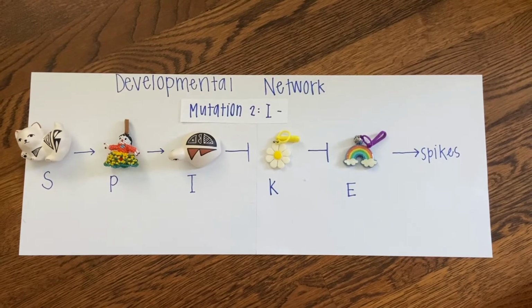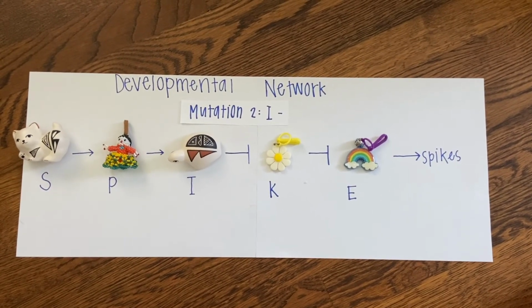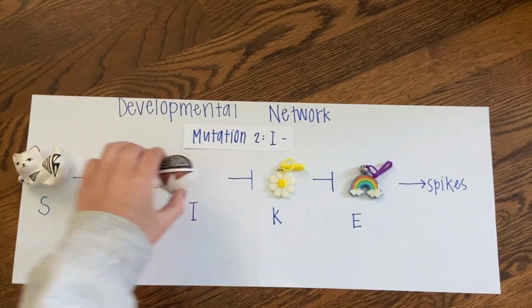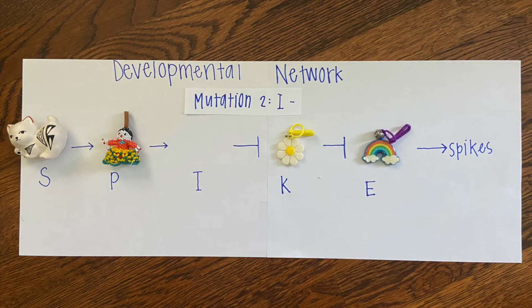The second mutation we will discuss is the I gene. In this scenario, the I gene is mutated and the turtle is taken away from the pathway. With the turtle absent, the daisy is not inhibited, so therefore it will be expressed. When the daisy is present, it inhibits the rainbow, which then can't produce the spikes. So with this mutation, spikes are not developed.